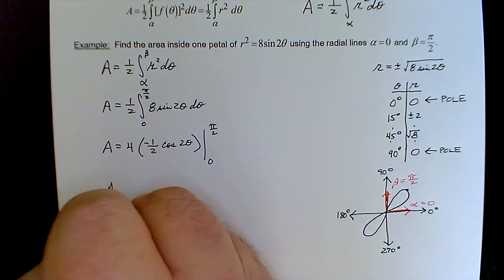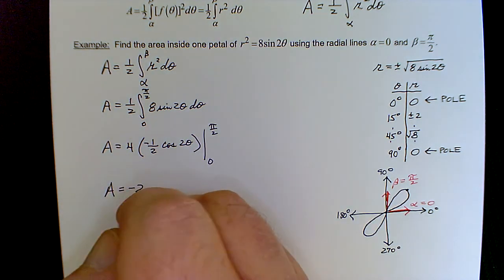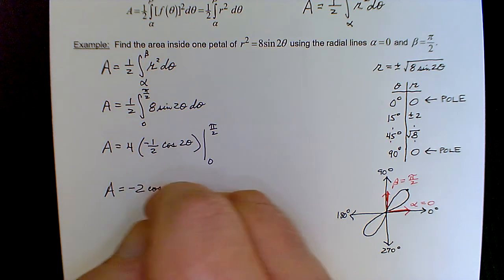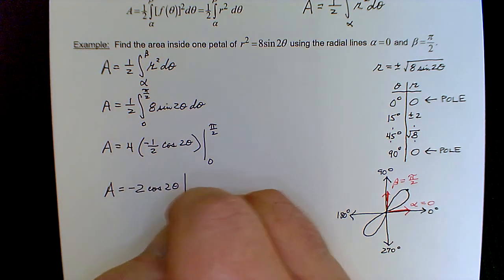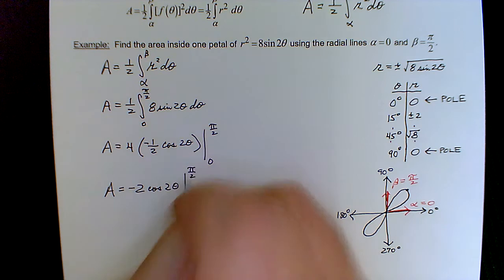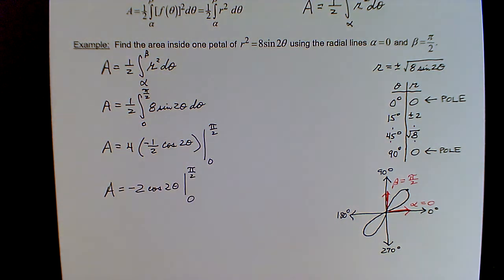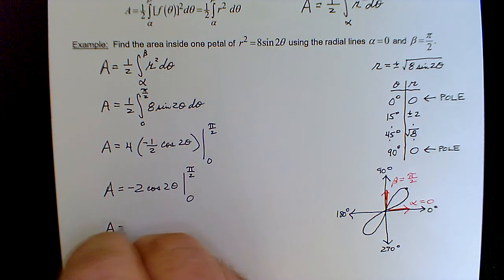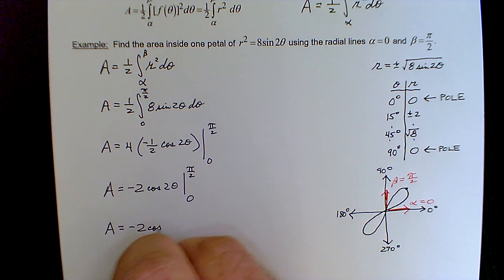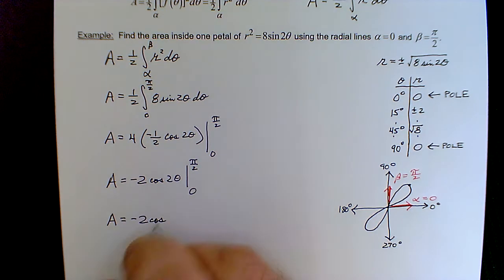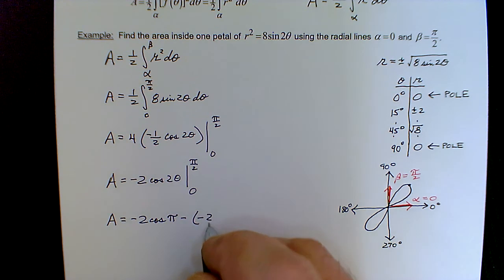And so this gives negative 2 cosine, I'll just take it slowly here, cosine 2 theta evaluated from 0 to pi over 2. And so now the upper limit of integration goes in, so negative 2 cosine 2 times pi over 2 is pi, and then minus, the lower limit goes in, so minus 2 cosine of 2 times 0 is 0.